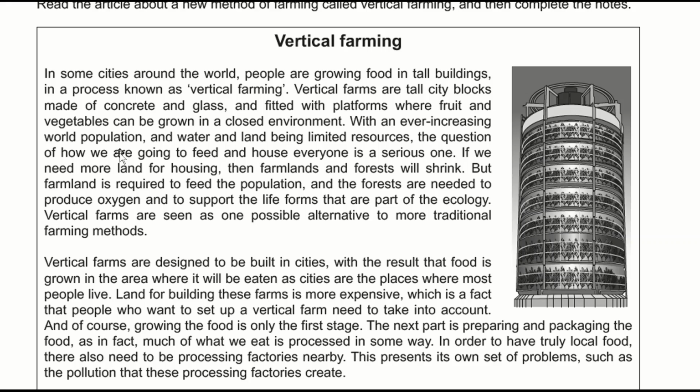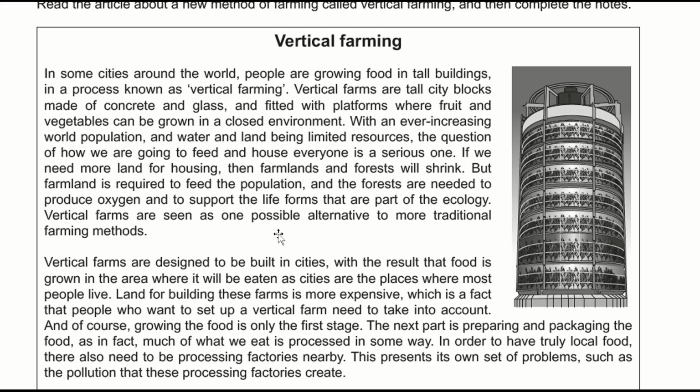With an ever-increasing world population and water and land being limited resources, the question of how we are going to feed and house everyone is a serious one. If we need more land for housing, then farmlands and forests will shrink. But farmland is required to feed the population, and the forests are needed to produce oxygen and to support the life forms that are part of the ecology.